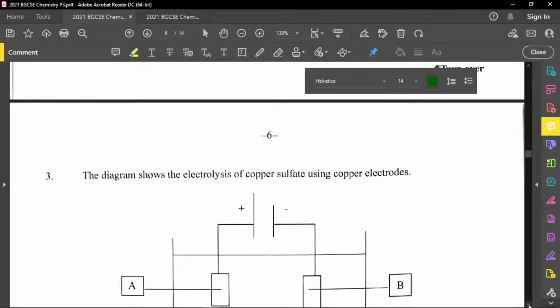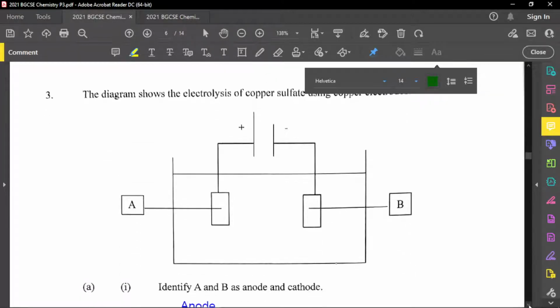Now, for question number 3, a diagram shows the electrolysis of copper sulfate using copper electrodes. What they show here is the electrolytic cell, as it's set up, with electrode A and electrode B. Electrode A is positive, electrode B is negative. Identify A and B as anode and cathode.